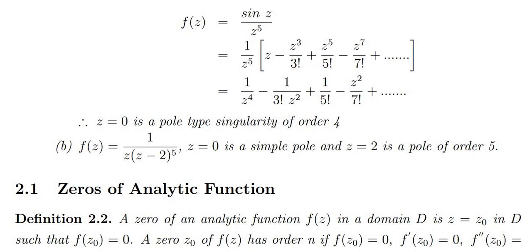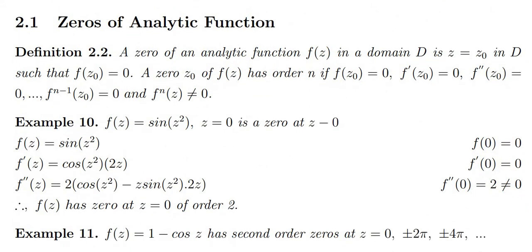Another example, f of z equal to 1 by z times z minus 2 raised to 5. 0 and 2 are both poles for this function, but 0 is a pole of order 1 or a simple pole, and z equal to 2 is a pole of order 5.